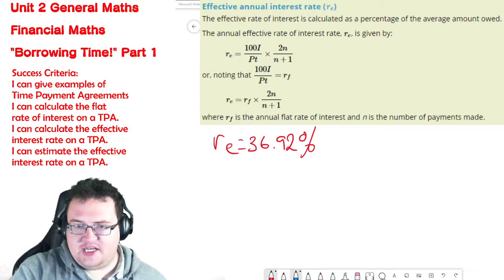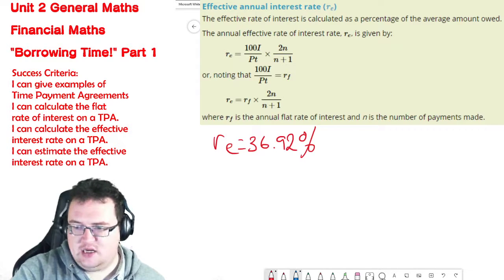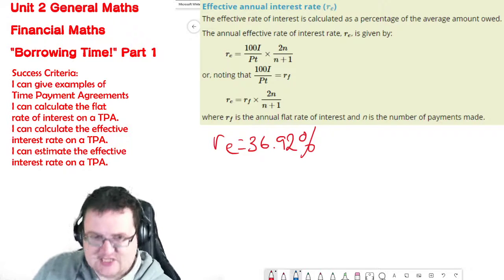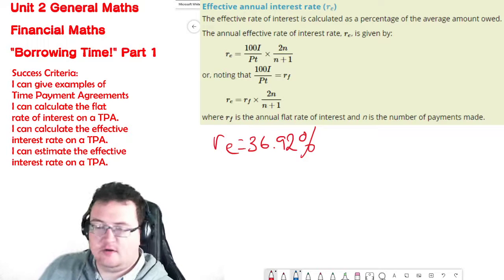What do you notice about my RE and my RF numbers? So RE was 36.92, but RF was 20. What are they approximately in relation to each other? And yes, that is exactly a good observation. They're making mondo money out of it.